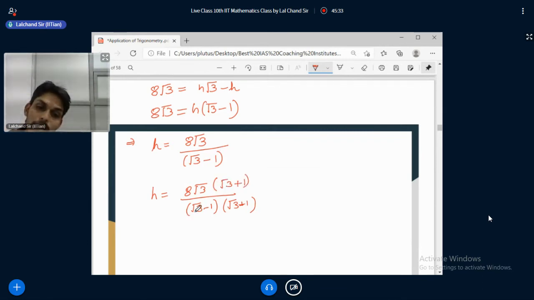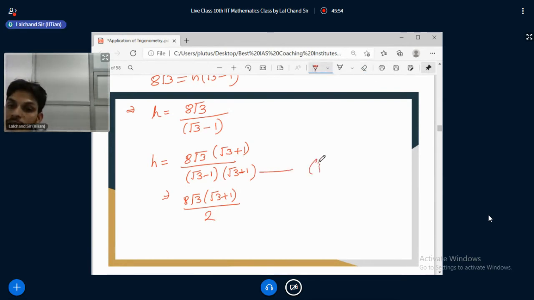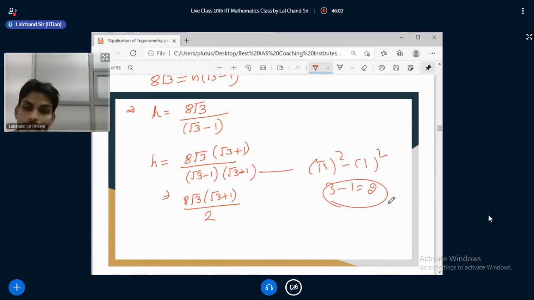Okay, so what is the value of the denominator? That is the (a plus b)(a minus b) formula. So we can use the identity a square minus b square. So that is finally equal to root 3 square minus 1 square. Root 3 square is 3 and this is 1. So finally the denominator value is 2, isn't it? So this gets cancelled with this. So the final answer is 4 root 3 in bracket root 3 plus 1.